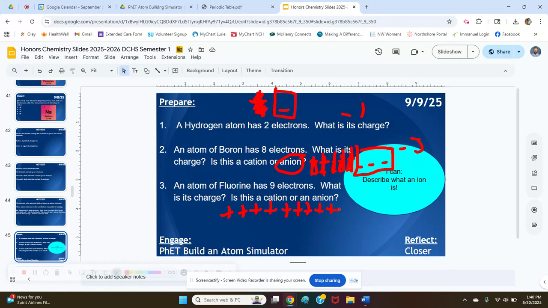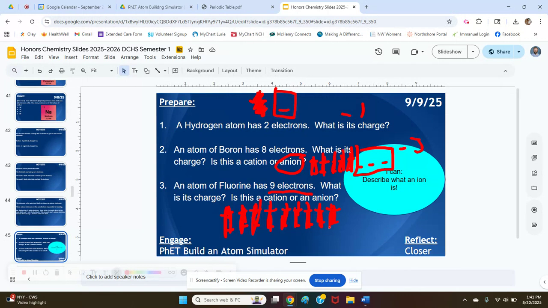In this problem, it also says that it has 9 electrons. So let's put in the 9 electrons: 1, 2, 3, 4, 5, 6, 7, 8, 9. Electrons are negative. That's why there's a negative symbol. Whenever a positive and a negative line up, they cancel. So let's cancel them out.